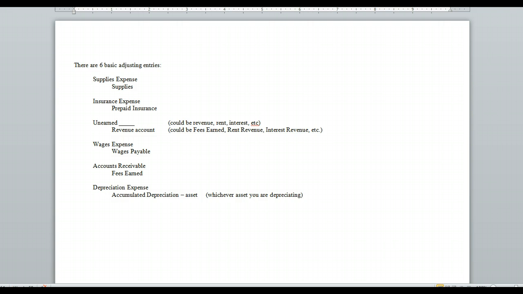Adjusting entries are a planned part of the accounting process. The reason we have adjusting entries is because we are trying to accomplish matching. If you think back to Chapter 1, we had that revenue recognition principle and expense recognition principle. We record revenue when it is earned, and we record expenses when they are incurred. As long as we do these two things, we are normally accomplishing matching. We're matching up revenues and expenses that go together in the same accounting period.